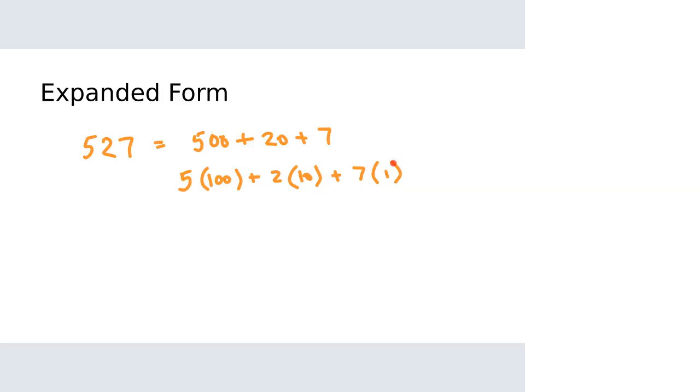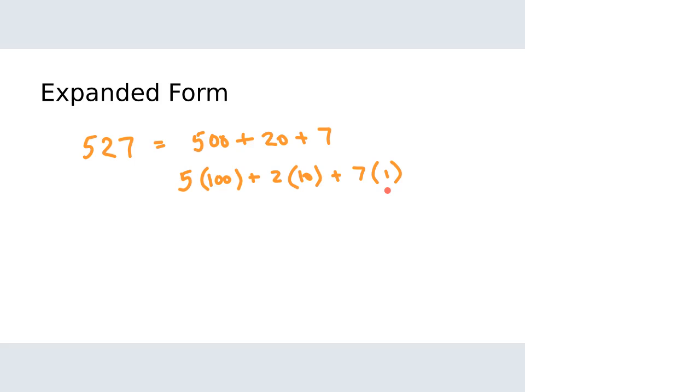What we've done in this step is we've incorporated our place value positions into our number. We have ones, tens, and hundreds. And for this particular number, we have 5 hundreds, 2 tens, and 7 ones. That's what the number 527 is. If you're thinking this all feels pretty obvious, that's okay.